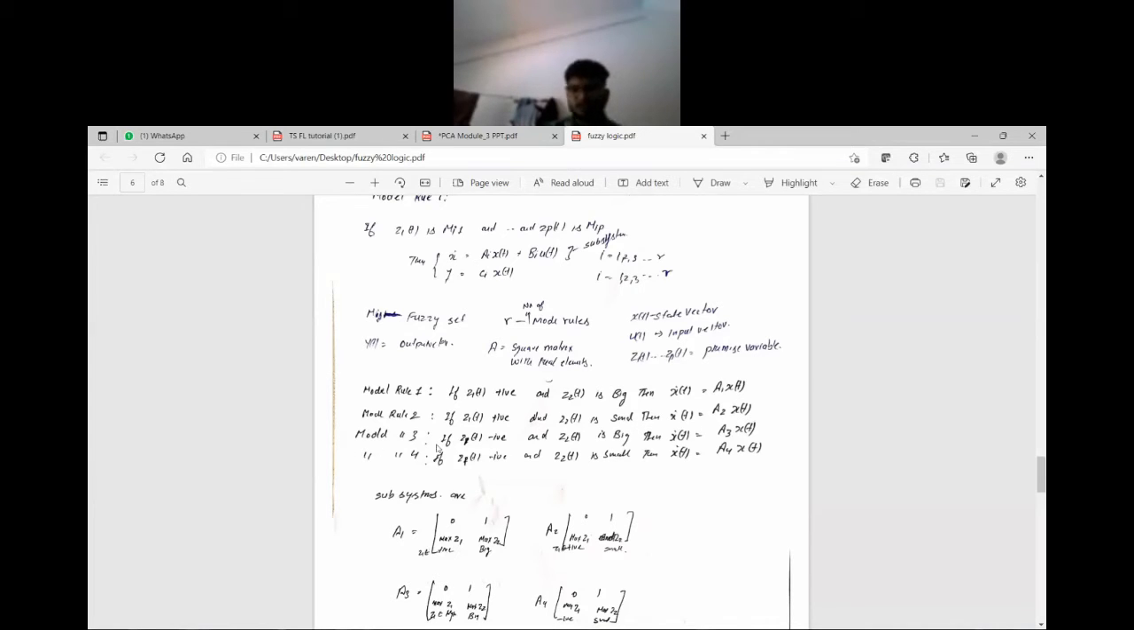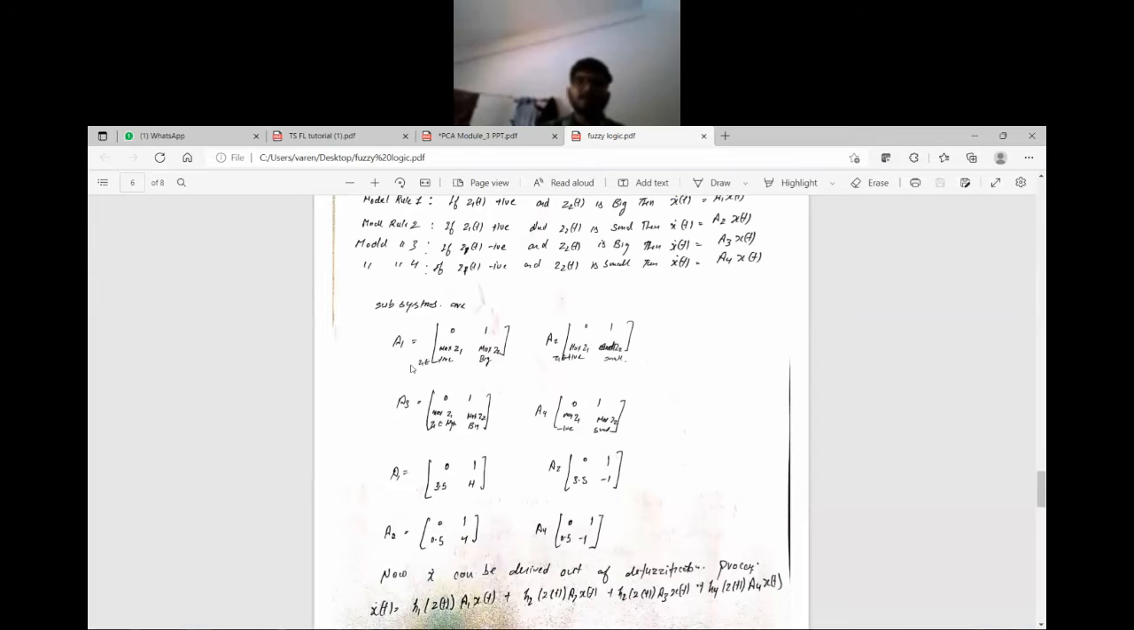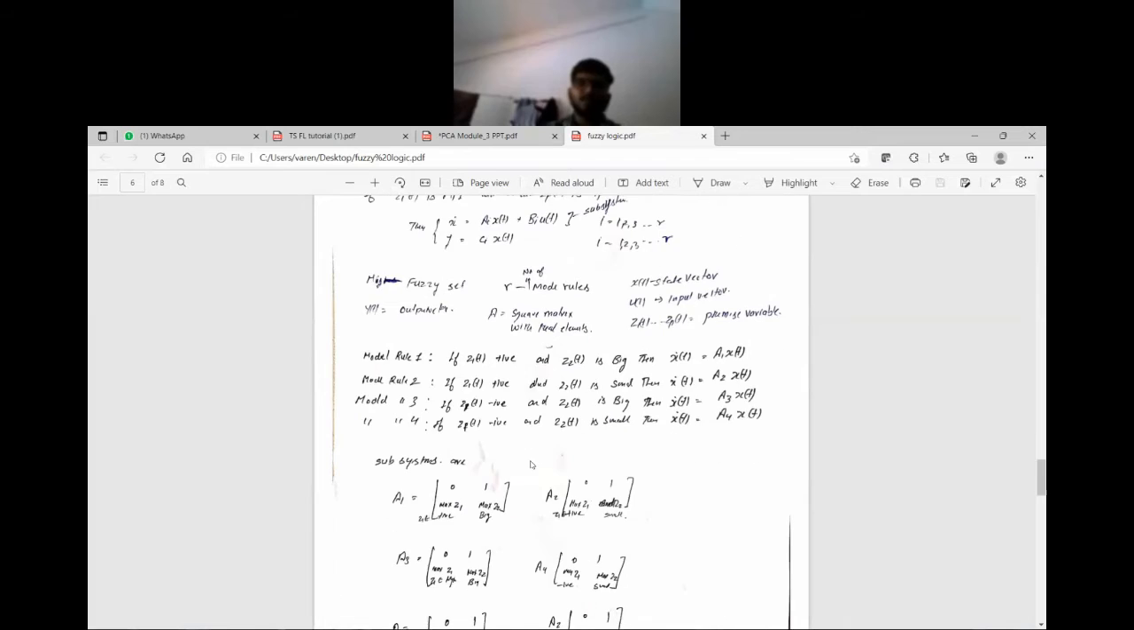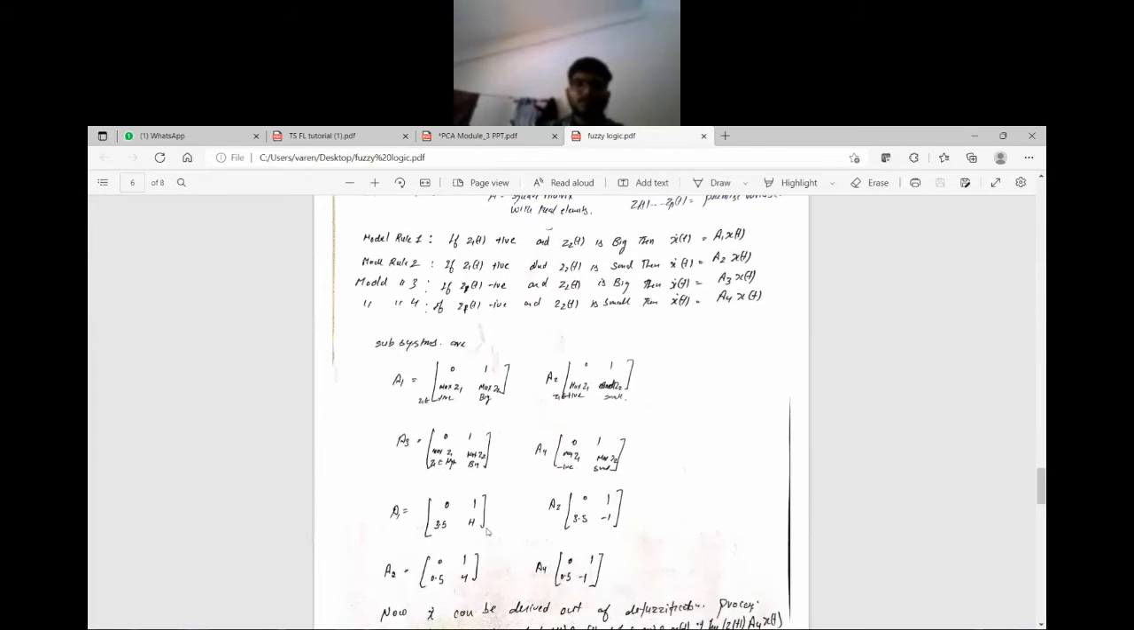Similarly, we can write mode rule number 3 and rule number 4. These subsystems can be written in matrix form, where a1 is equal to 0 1, here maximum value of z1, here maximum value of z2, here max for a2 variable, here 0 1 maximum and small, here for a2 small and big, negative, negative and big, and negative and small.